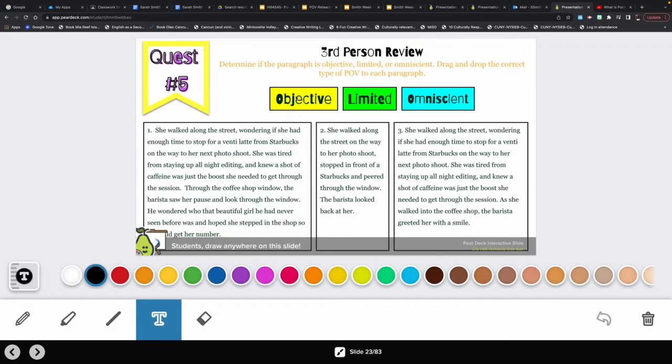So this one says, determine if the paragraph is objective, limited, or omniscient. Drag and drop the correct type of point of view to each paragraph. It won't let me drag, but I could definitely type on this one.